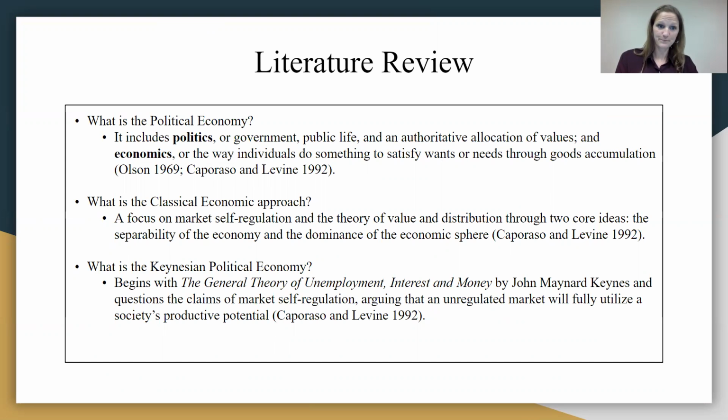The classical economic approach focuses on market self-regulation and the theory of value and distribution through two core ideas, the separability of the economy and the dominance of the economic sphere. Now, market self-regulation states that markets are the most efficient when individuals are both the buyers who exchange money for commodities and the sellers who acquire money to make self-satisfying purchases. Say's law states that there is an impossibility of systemic market failure. Instead, it's the failure of the individual. So the classical economists favor the notion that market failure is caused by outside factors, not the market itself.